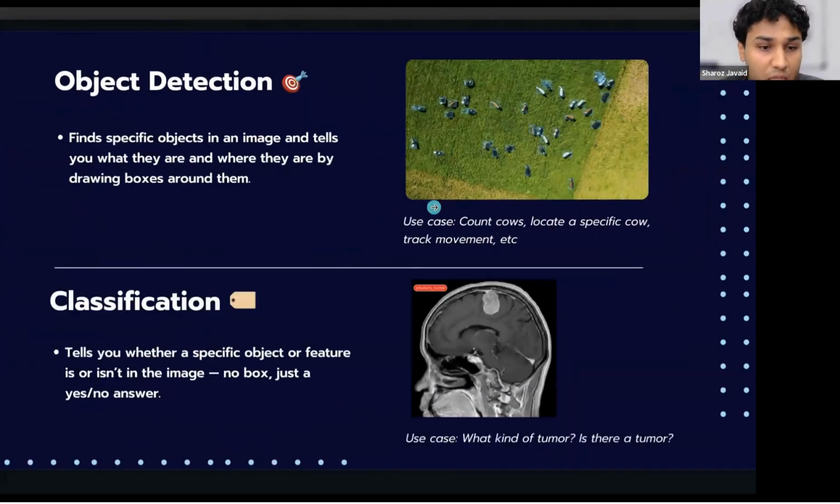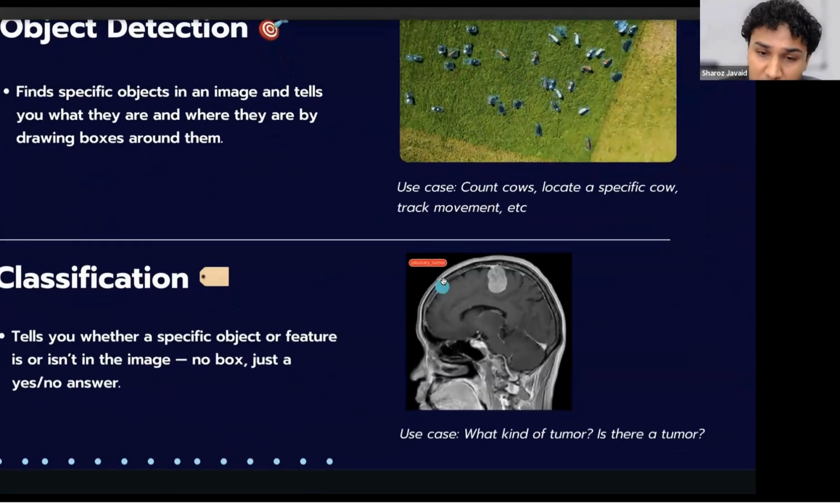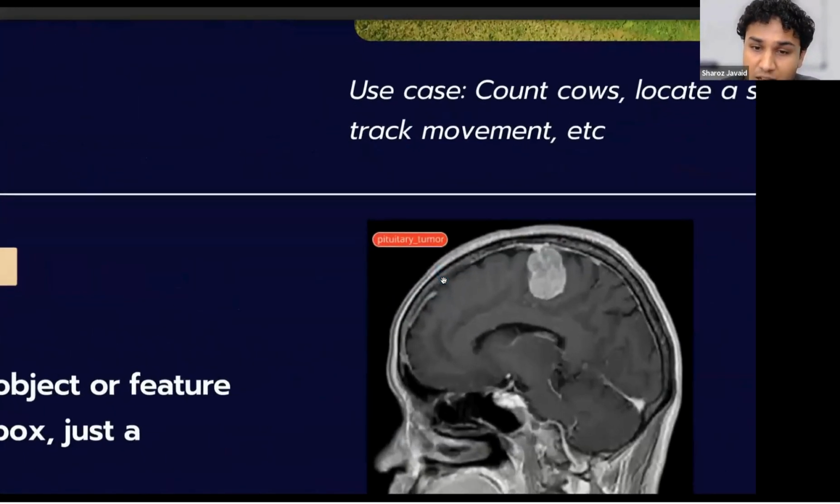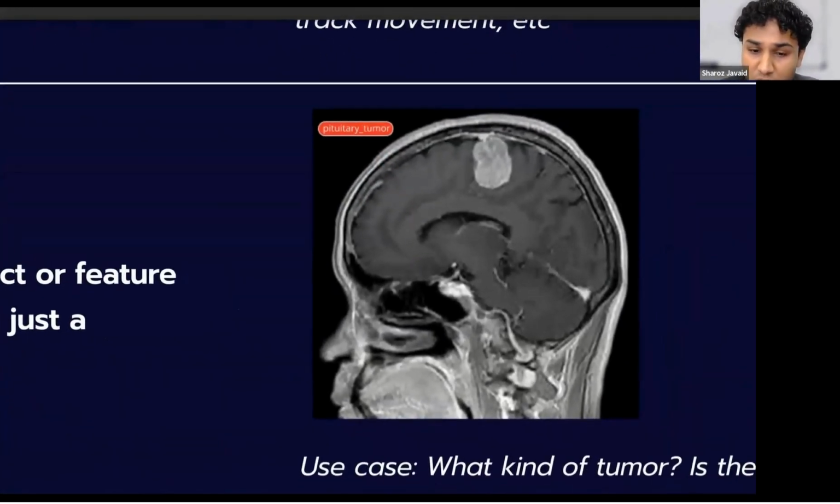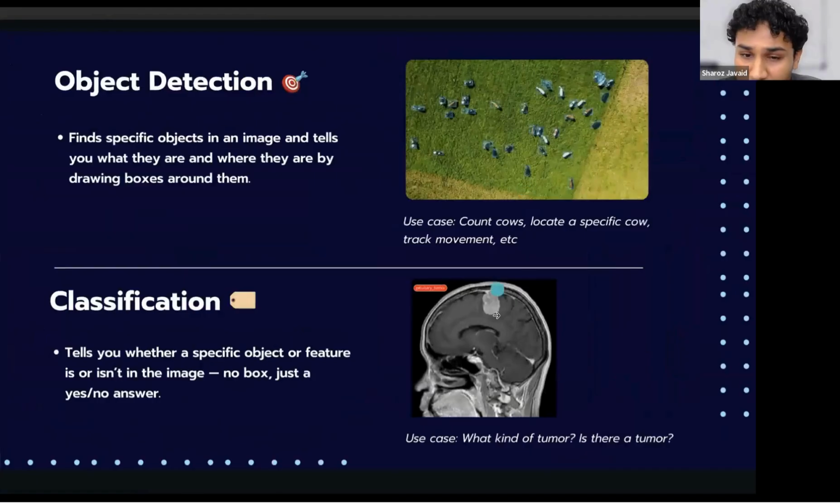There are also classification models, and these will tell you whether a specific object or feature is or is not in an image. So this classification model is telling us that a pituitary tumor is present in this medical image. But unlike the object detection model, it's not telling us where, just that it is present.